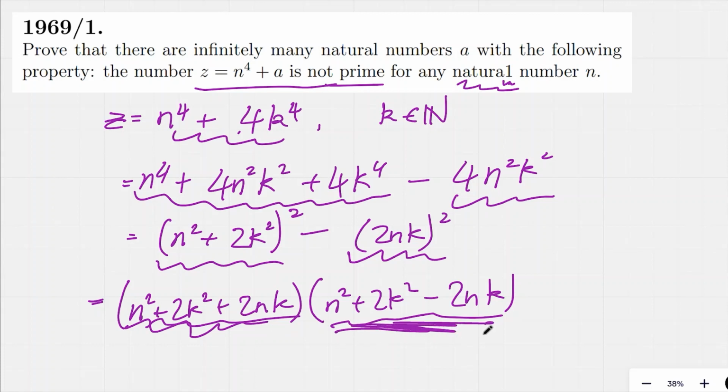Now, this one here is clearly the smaller of the two, and so I need to check that this is bigger than 1. The easiest way to do that is just by noticing that this bracket here is the same thing as n minus k all squared plus k squared. And because I can insist that k is at least 2 if I wanted to, this thing here is going to be at least 4, and this thing here is going to be at least 0. So all in all, this is going to be strictly bigger than 1. And therefore, z is not prime, regardless of the value of n, when we choose a to be this value here, 4 times k to the 4.